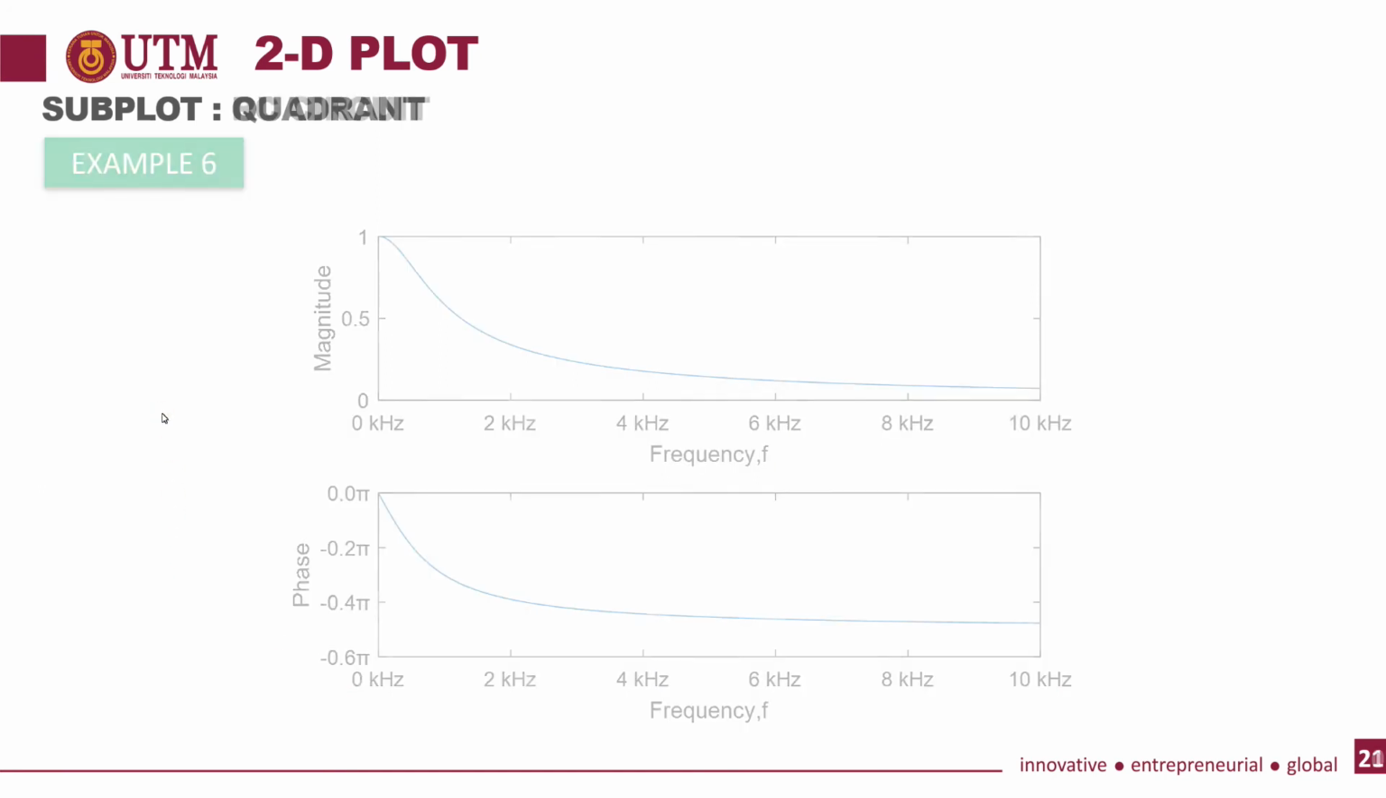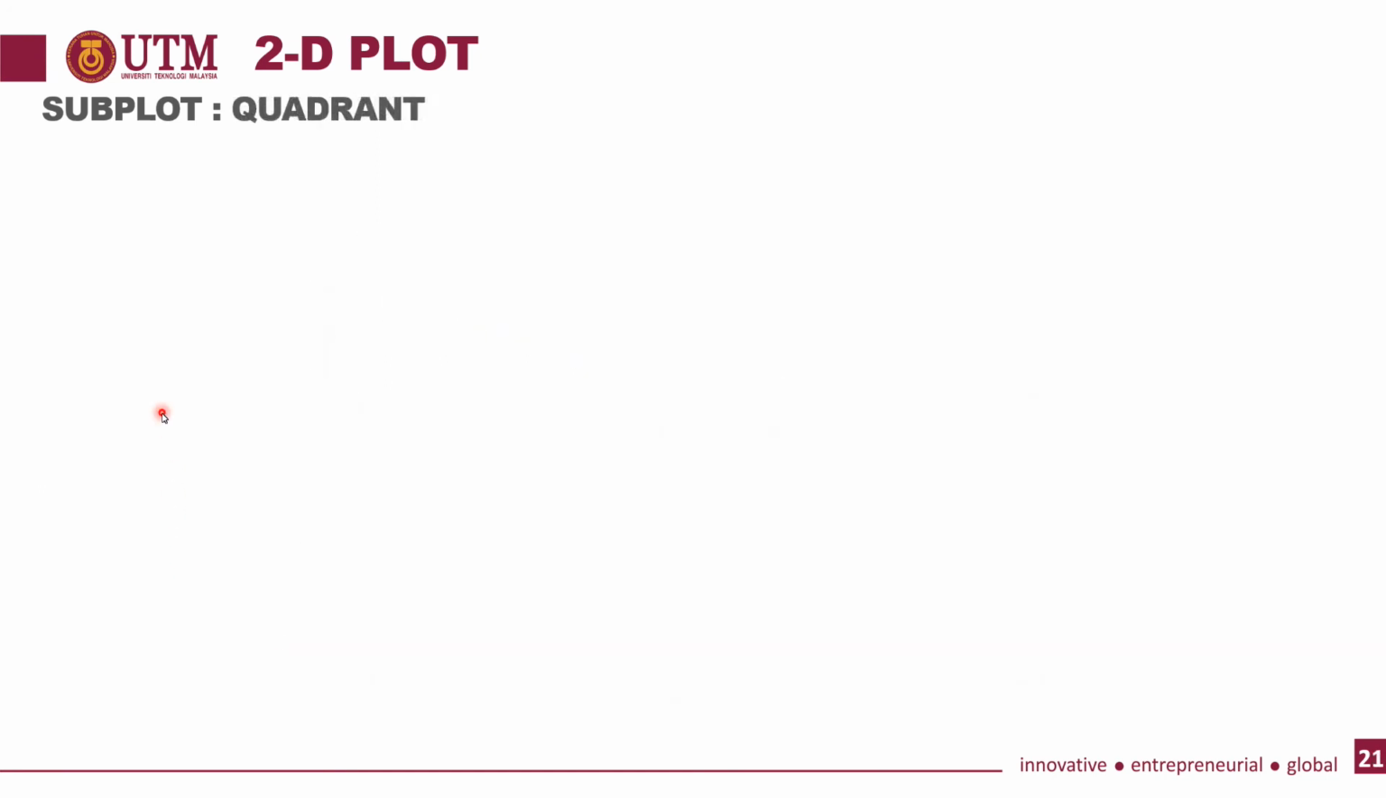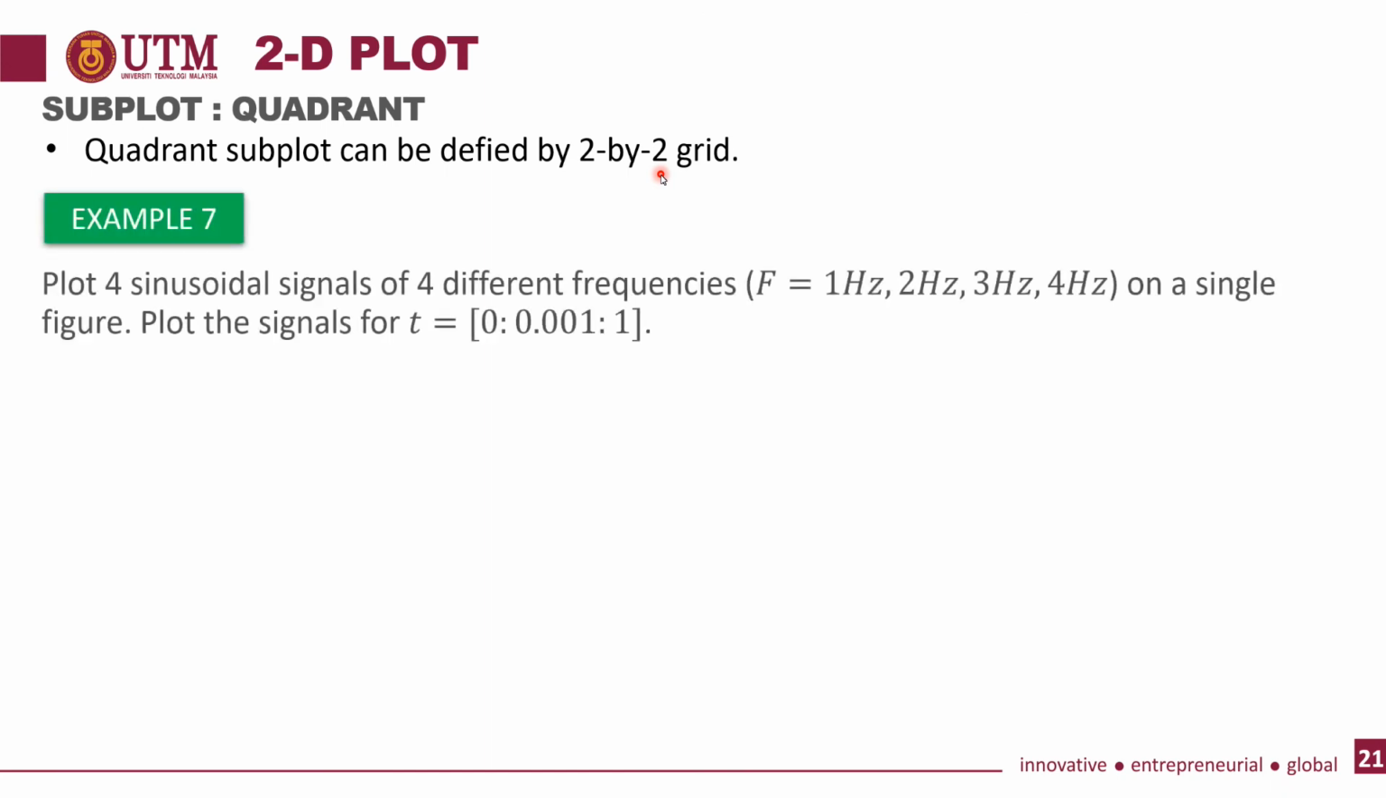Next is a quadrant. A quadrant subplot can be defined by a 2 by 2 grid. Previously we created subplots of 2 different graphs, one at the top and the second at the bottom. But this time we want to create 4 different graphs altogether inside one figure, so we call it a quadrant. A quadrant subplot can be divided by a 2 by 2 grid. Now, example number 7.